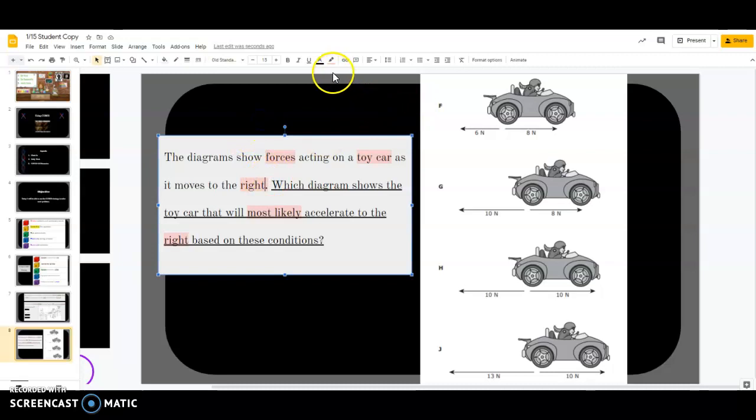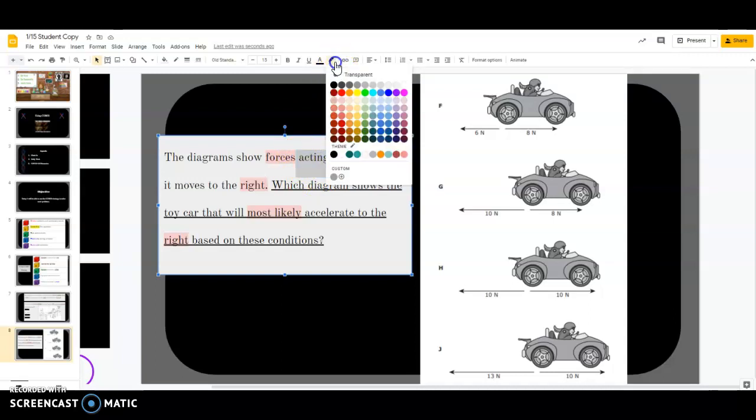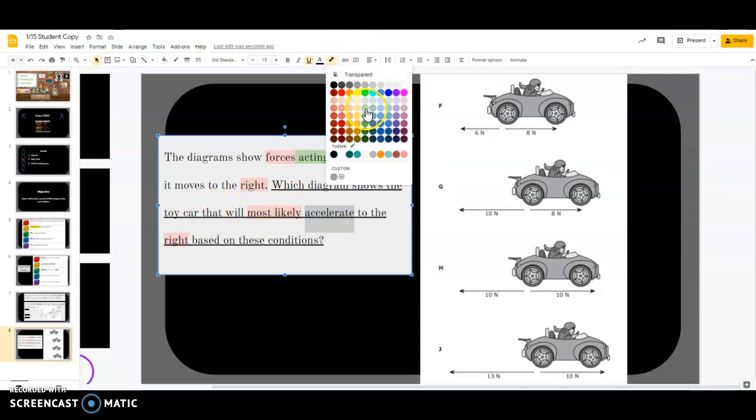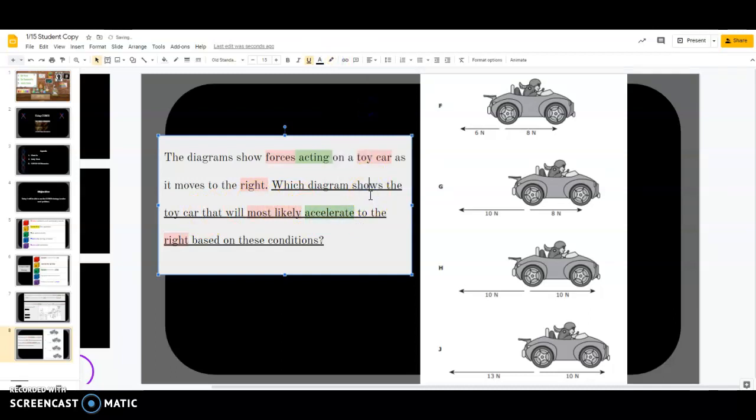Next up, what I have to do is B, which is highlight my green action words. So my first one is going to be forces acting, because I'm going to be looking at forces acting on the toy car. And then my next one is going to be accelerate, because accelerate means to speed up, to move fast. So now I need to start eliminating answers. But before I do that, I'm going to reread the question. Which diagram shows the toy car that will most likely accelerate to the right based on these conditions.